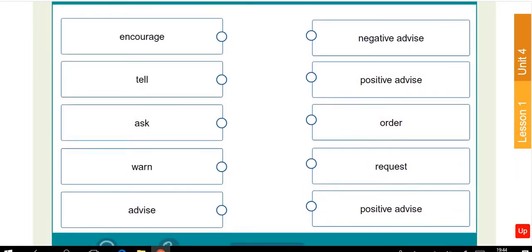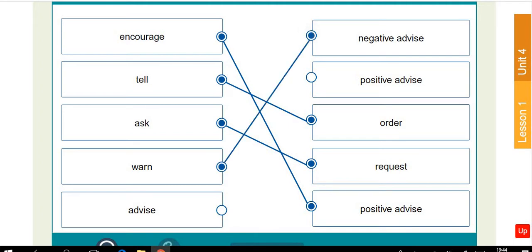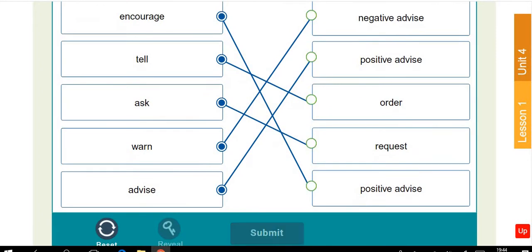Okay, encourage means to encourage someone. This is positive advice. That's correct. Okay. To tell means to order. To ask is to request. To warn is negative advice. And to advise is a positive one. Okay?